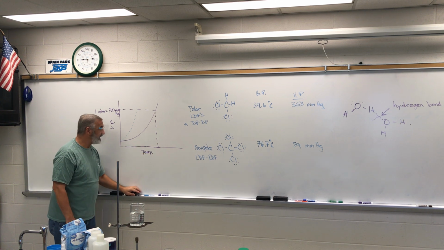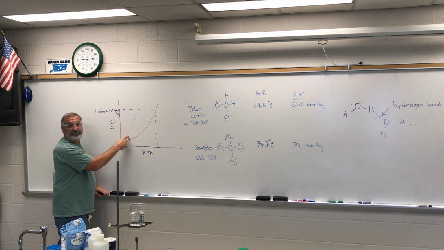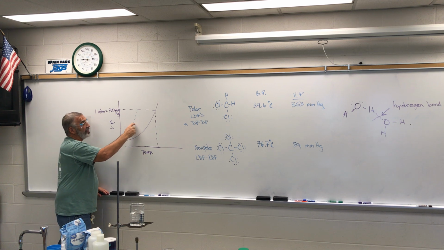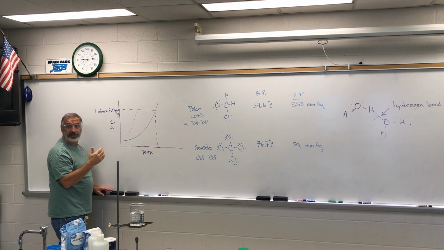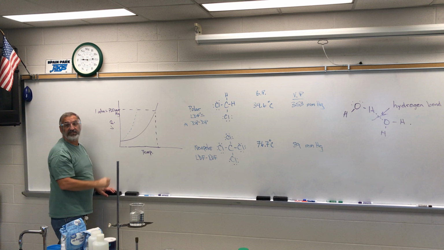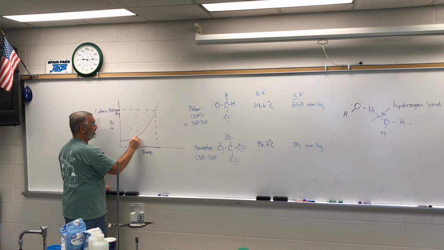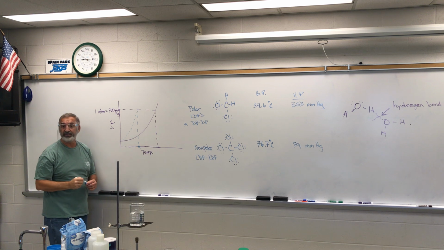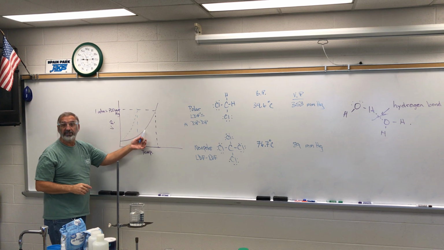Now, if something has a weaker attractive force, it's got to have a higher vapor pressure, pardon me, I said that backwards. If something has weak attractive force, it has a higher vapor pressure, and as you heat it up, it's going to reach this 760 sooner. So its boiling point will be way down here, much lower. So vapor pressure equals atmospheric pressure is when boiling occurs.